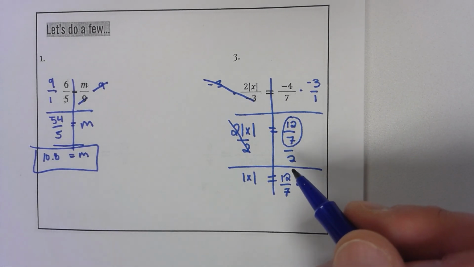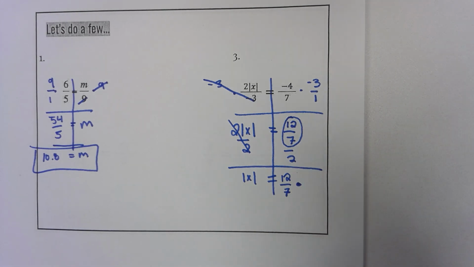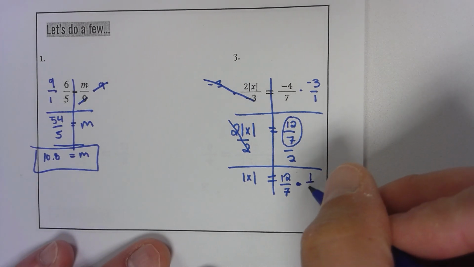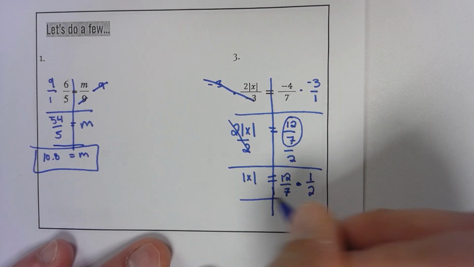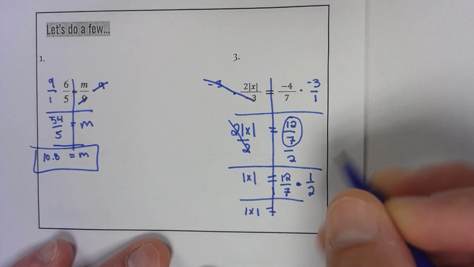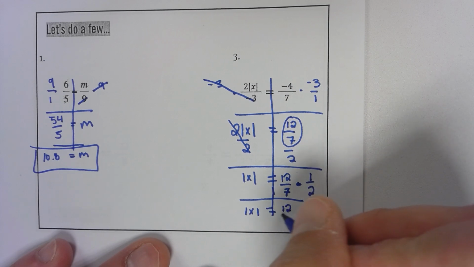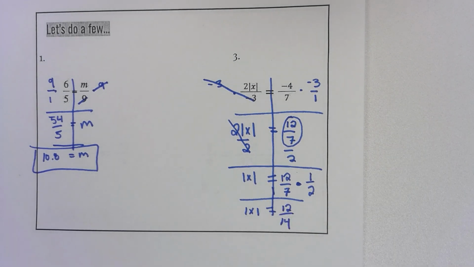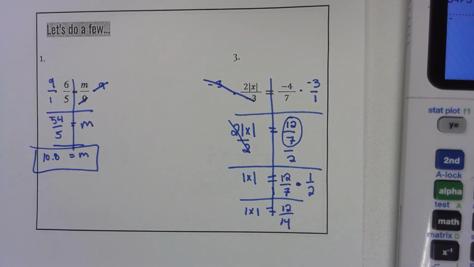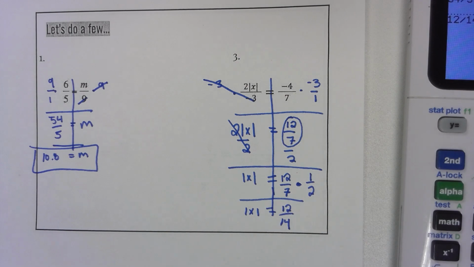So if I were to flip 2, what does that turn into? What's that reciprocal? You got it. Yeah, 1 over 2. Okay, so multiplying by 1 over 2, I get absolute value of x equals 12 times 1 is 12. 7 times 2 is 14. So 12/14. Again, the calculator can do that for us. 12 divided by 14.